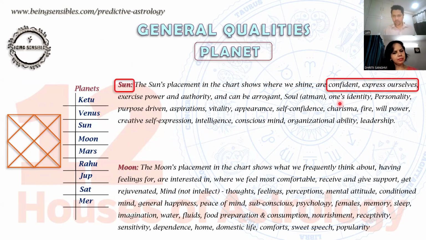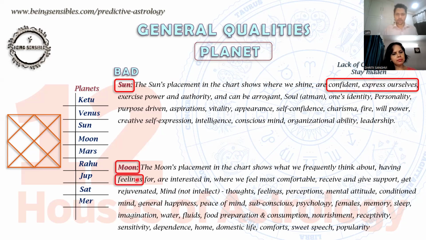For the Sun, although there are so many words, I pointed out two pointers. Confident. Whenever people say my Sun is very good, they indicate that they're confident and express themselves very well. But if the Sun is bad, it indicates lack of confidence, and they express the opposite quality. So if you find someone has the Sun in the 6th, 8th or 12th, they have lack of confidence. Secondly, they stay hidden.